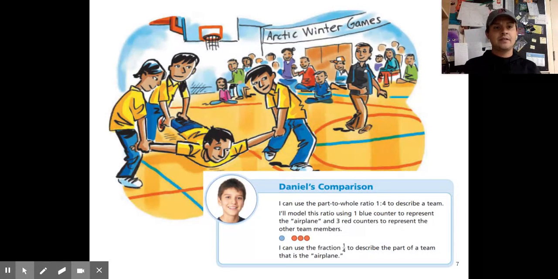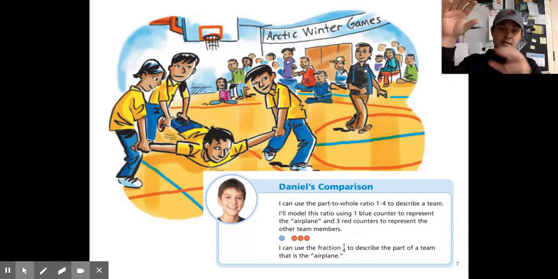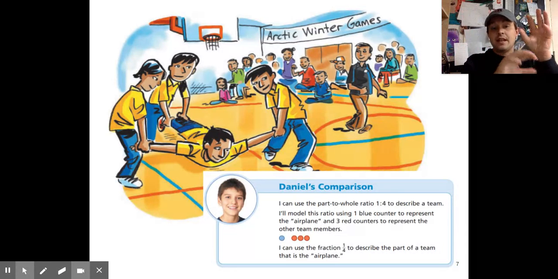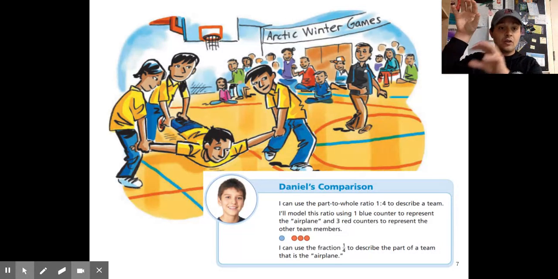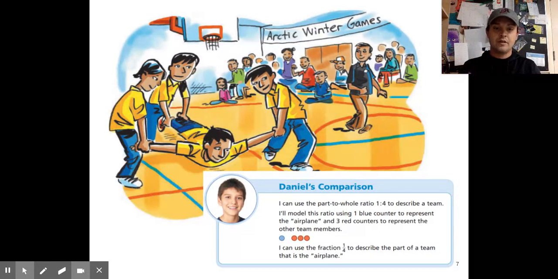And this is where Daniel's bringing in the idea that ratios are related to fractions. Fractions are a comparison of parts to whole. Ratios can be comparisons of parts to whole or part to part. And in this case, you could use a part-to-whole relationship of 1 to 4 to describe the airplane to the whole number of team members. Okay.